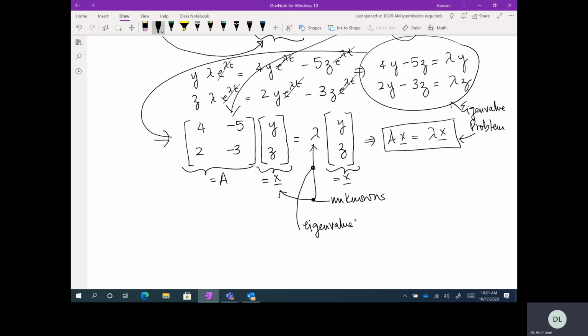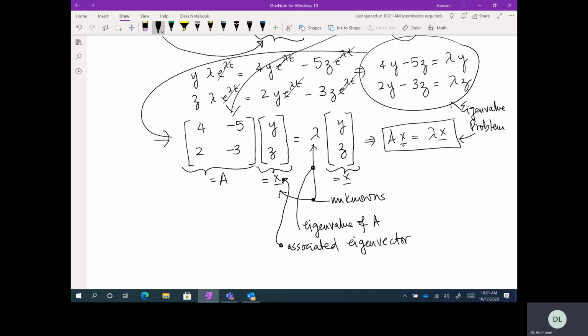We say this one is the eigenvalue, obviously of the matrix A, and this one is the associated eigenvector. So an eigenvector is associated with an eigenvalue.